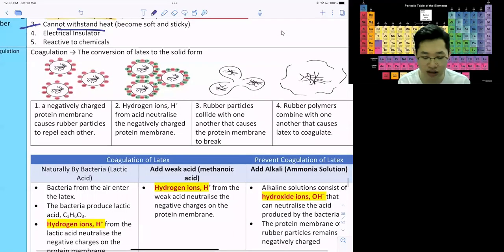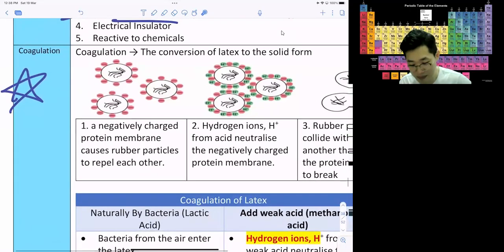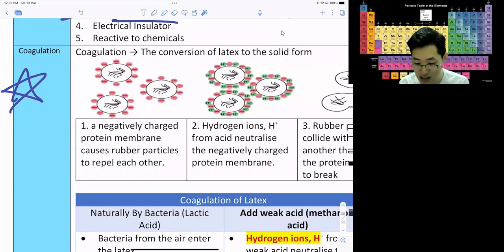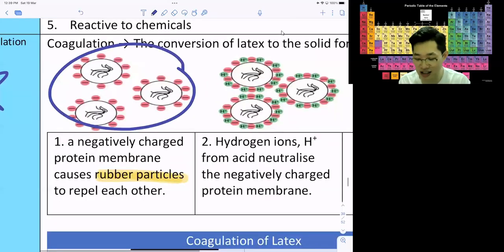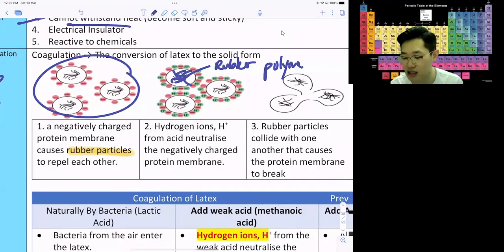Coagulation of latex is very important. Normally, if they come up with rubber, they will for sure ask you about coagulation. We will write the essay together later. Don't forget, this thing is called a rubber particle. The tiny hairs inside the rubber particles are called rubber polymer. If you write the wrong name, you don't get marks.